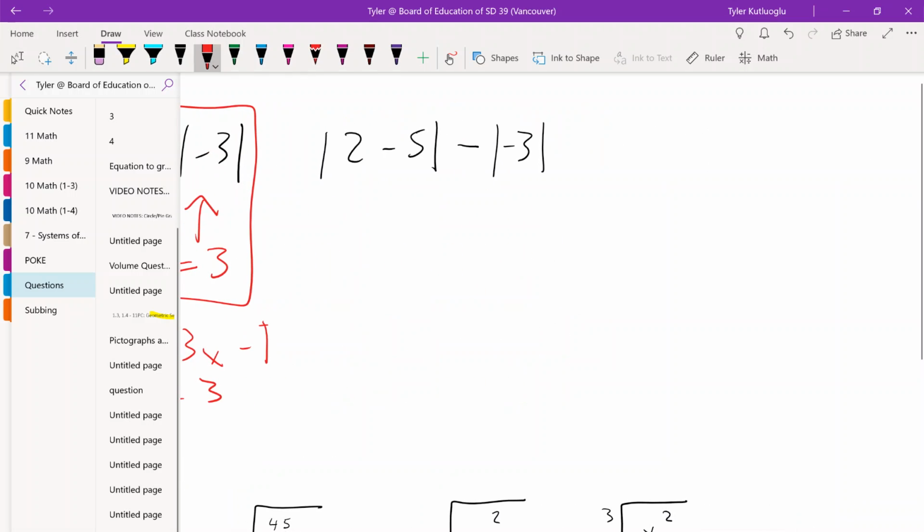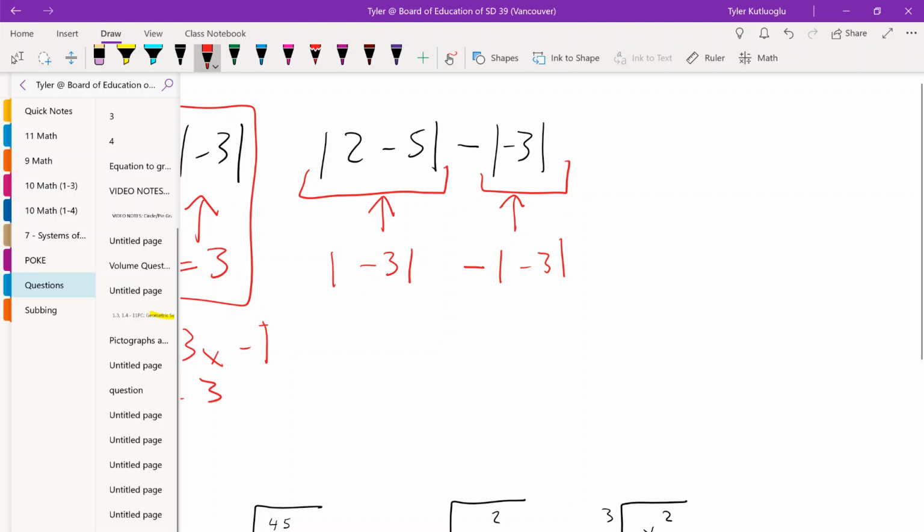When you have something like this, where you have multiple terms within an absolute value sign, you treat them just like a bracket and you do BEDMAS. So you're going to do what's inside the bracket first before you do anything that's outside the bracket. So let's simplify this absolute value sign, and then this one. So I'm going to do 2 minus 5. That returns -3. Yup, minus, and then absolute value of -3.